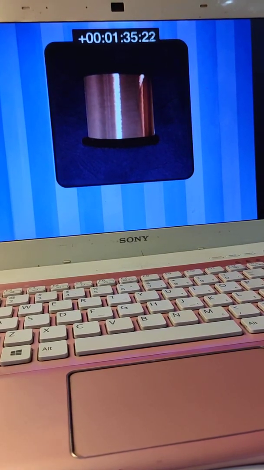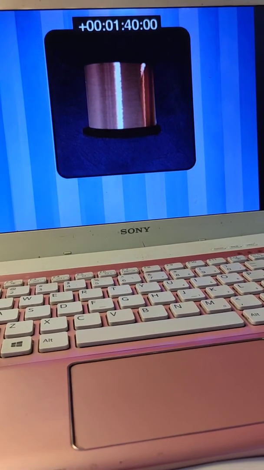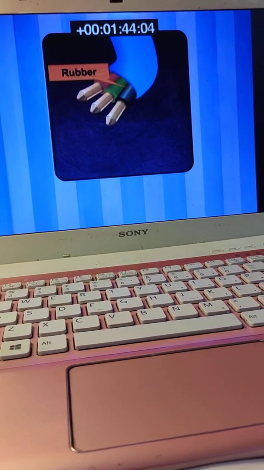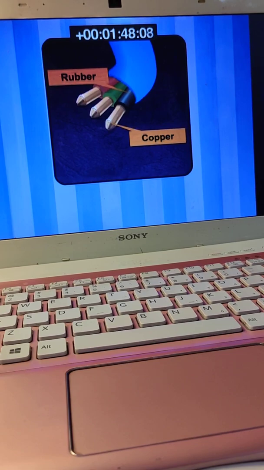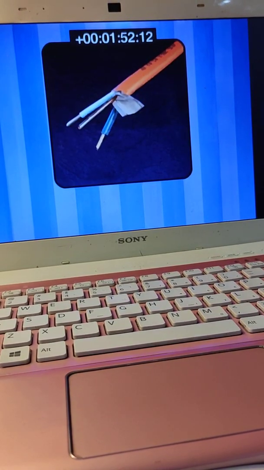Copper, being a metal, is a good conductor of electricity and can be used for making wires. What about rubber? Rubber can be used to cover the copper wires and protect us from electrocution. Now you know why domestic wires are rubber coated.